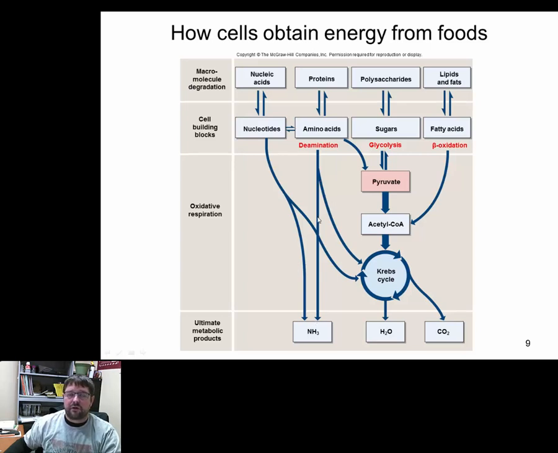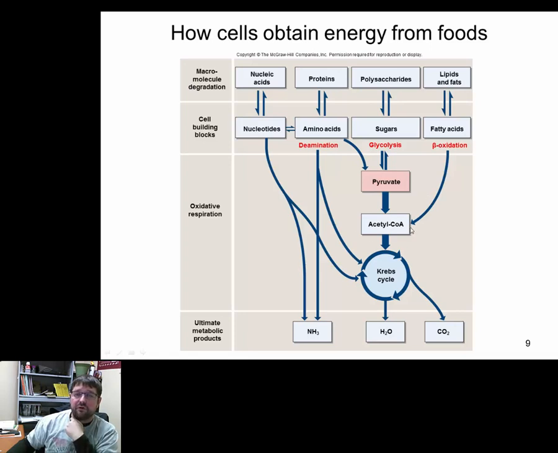Okay, polysaccharides, same deal. Going to have to go through glycolysis, pyruvate, acetyl-CoA into the Krebs cycle. Lipids, same deal. Fatty acids, you have to oxidize those fatty acids, acetyl-CoA, and then into the Krebs cycle. So no matter what energy source you're going to consume, pretty much, if you're consuming a large amount of lipids or a large amount of proteins, they're going to enter as acetyl-CoA.